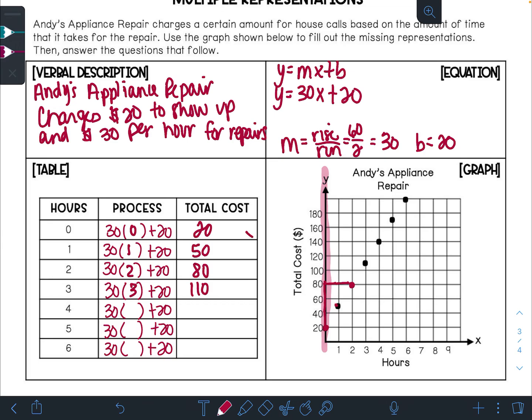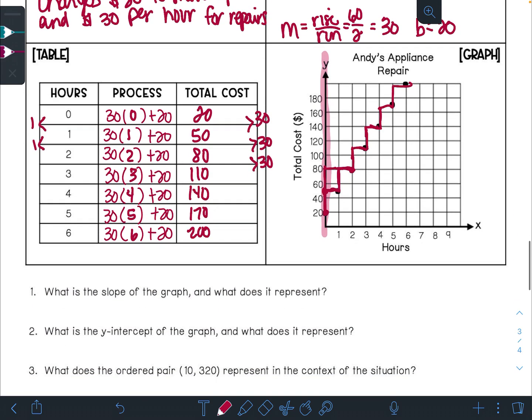And then I'm going to have 110. And notice the pattern, because I'm only increasing by 1 hour at a time over here, I am increasing by $30 for every hour. So just like even over here, you can tell I increase by $30 for every hour, $30 every hour, $30 every hour. So I'm increasing on my graph by $30 every hour, and on my table, I'm increasing by $30 every hour. So for 4 hours, I know it's going to be 140. 5 hours, it's going to be 170. 6 hours, it's going to be $200.